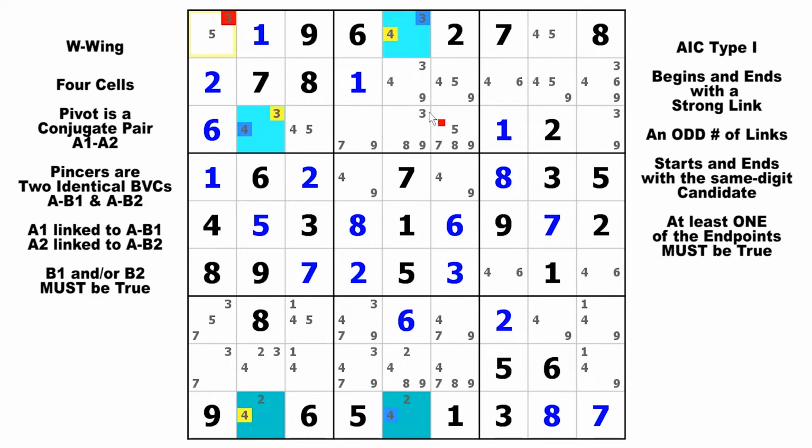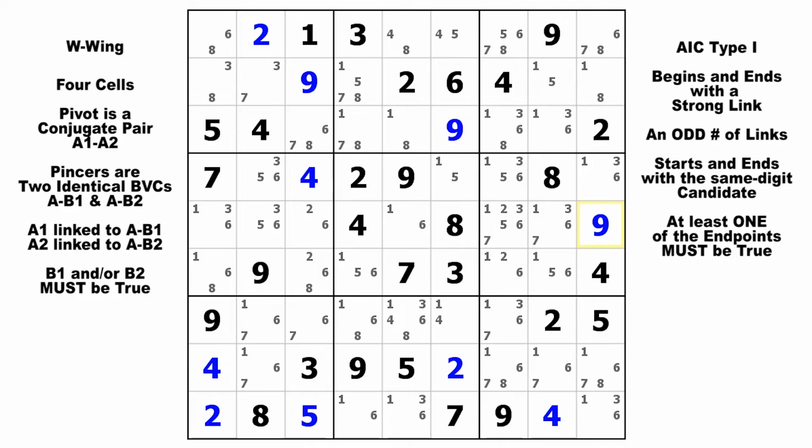There's one here, and there's one here. Now these two pincers are in the same chute. They're in the same top horizontal chute, which means there can be up to 6 eliminations. But in this puzzle there are only 2, one here and one here. All right, let's move on to the next one.